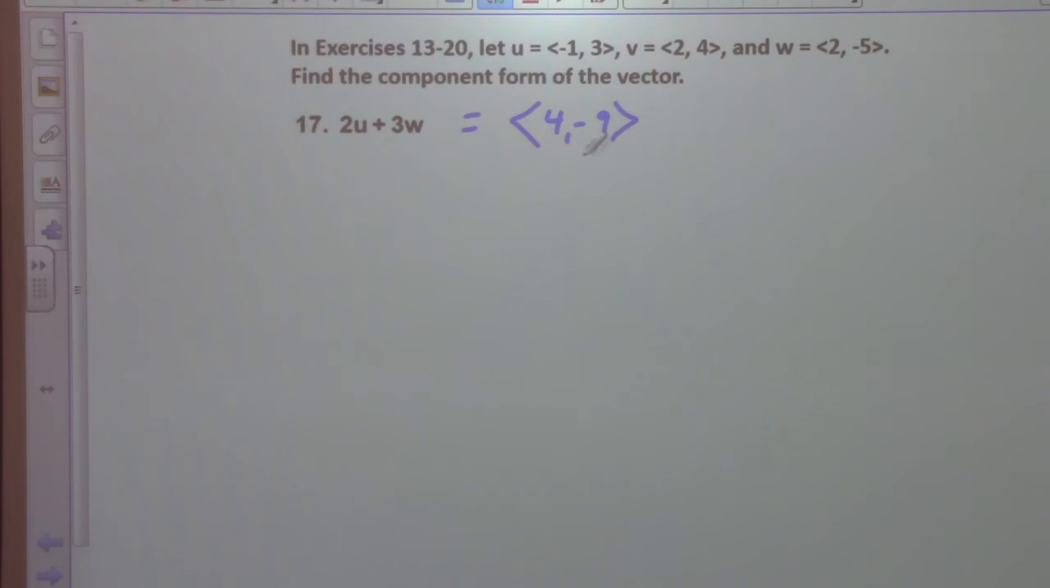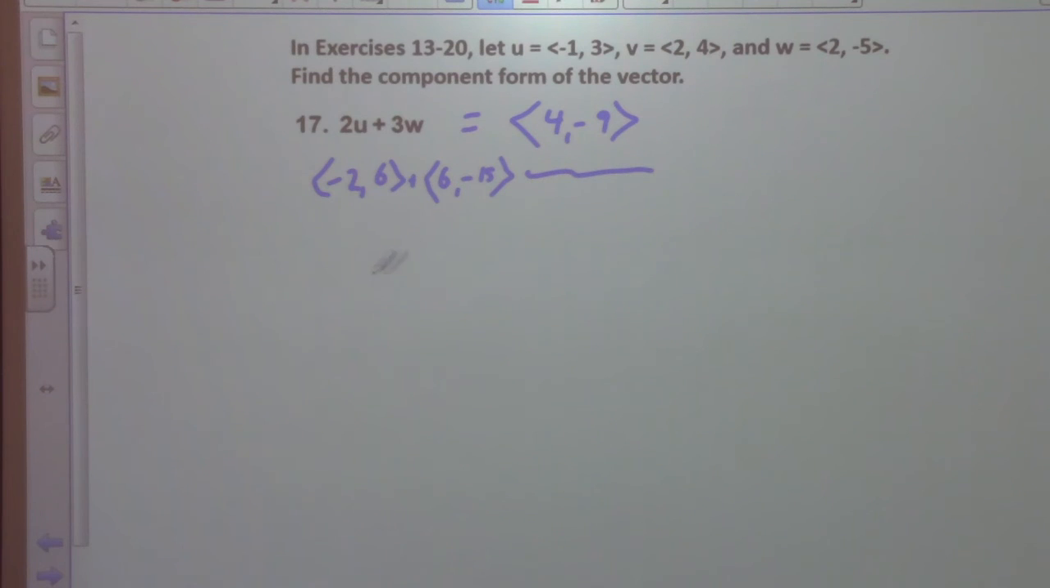So is that your final answer? Well, I just want to quickly verify here. So you got 2u, which is going to be -2, 6, and then plus 3w, which is 6, -15. If you add those together, you get 4, -9. So that looks good. That's our answer.